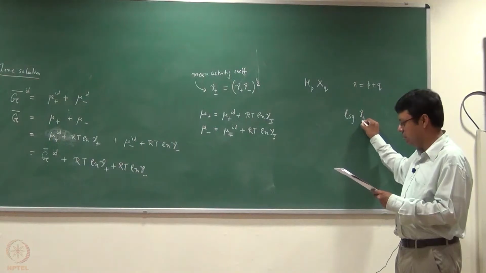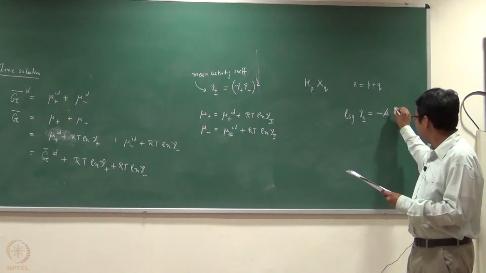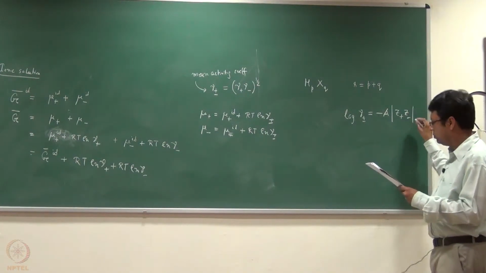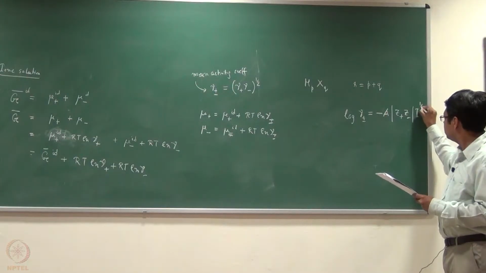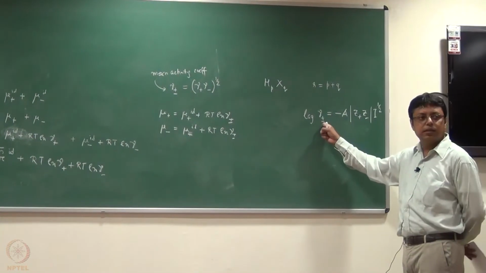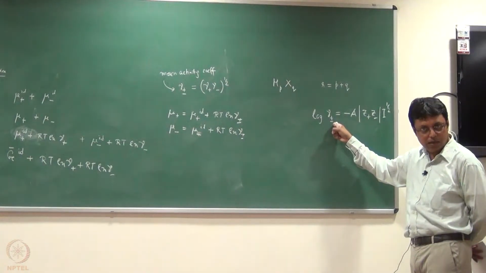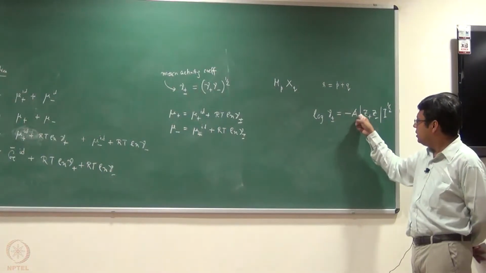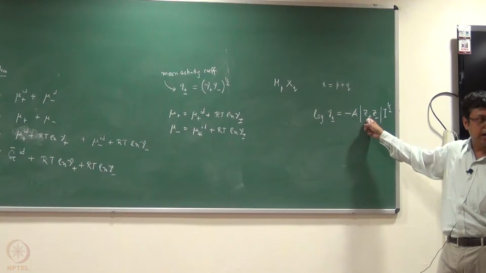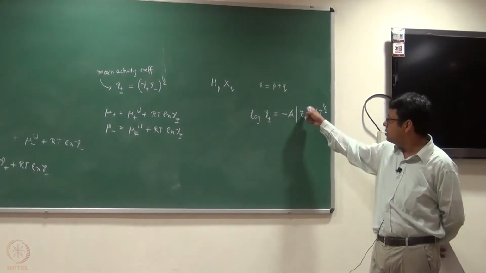Let me first write it. Okay, I'm just writing the same notation. You have seen it earlier. So what is this? They said that if I take the logarithm of the mean ionic activity, it is some constant A times Z plus, the charge of the cation, Z minus, the charge of the anion, and this is a modulus of it.